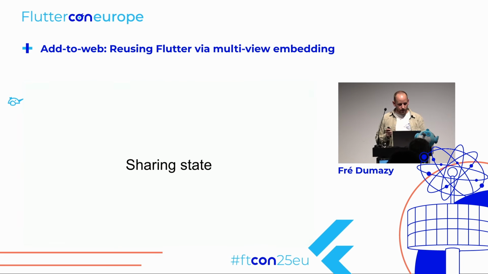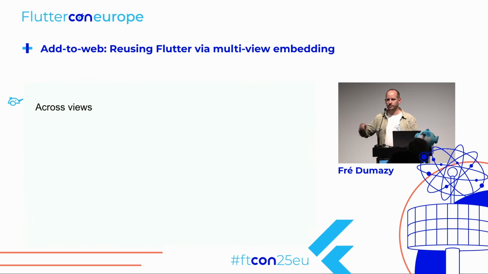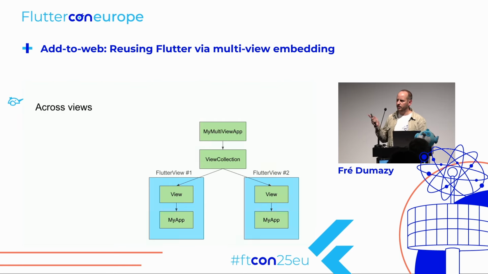So let's talk about sharing state, because this was not included in these examples. Now, there's several ways that you can do this, but I want to talk about sharing the state across the views first. So this would be the app that we had. You have your multi-view app, the stateful widget that we built that contained that view collection. And then for every Flutter view, we have an instance of our app. And we want to share some state between the siblings of my app.